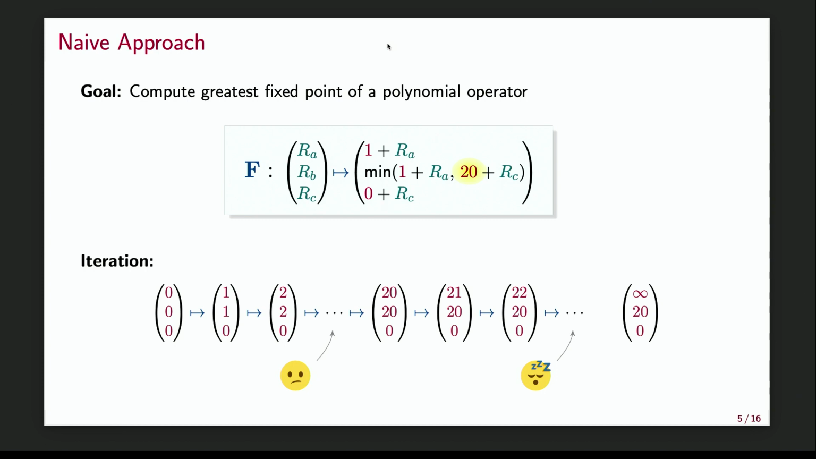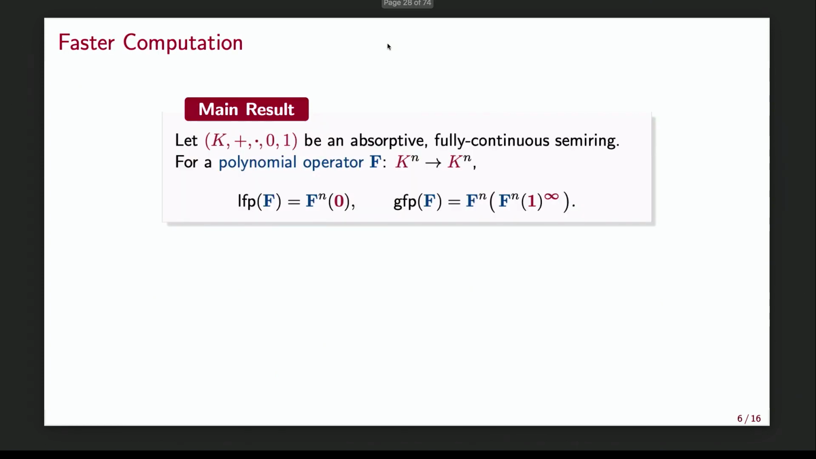Okay, so can we achieve this? It turns out we can. So this is the main result. If we have an absorptive fully continuous semiring, I will explain this, but you've also seen it in the last talk. And we have this operator in n equations induced by polynomials, and the least fixed point is just iterate the operator n times. Now this is something which has been known before.